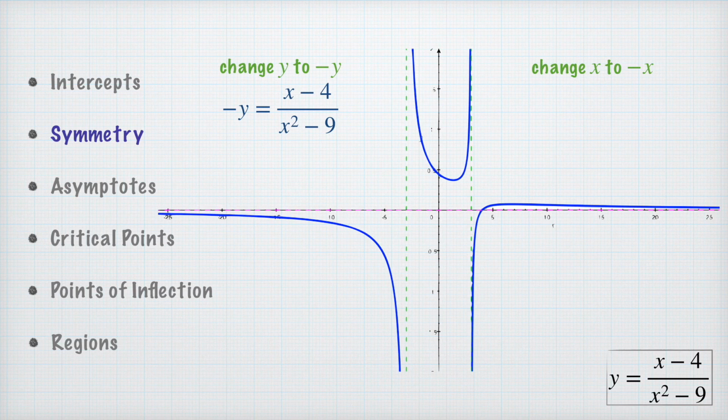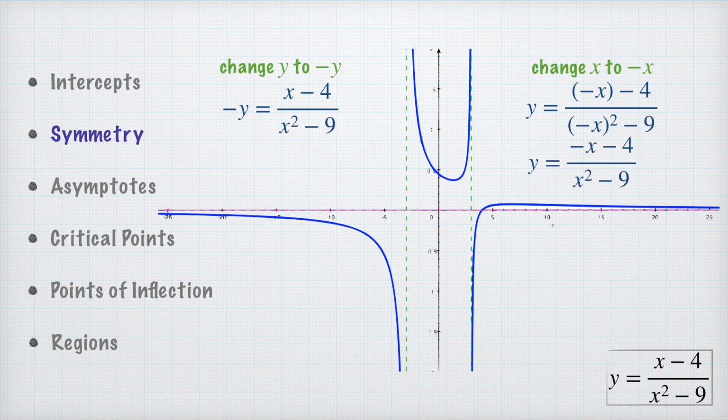The next test is to change x to negative x. And if we're going to change x to negative x, the equation would now be y equals (negative x - 4) all over (negative x) quantity squared minus 9. And simplifying this, we have y equals (negative x - 4) all over (x squared - 9). So if we're going to compare the resulting equation to the given function, the equation was changed. Therefore, there is no symmetry with respect to the y-axis.